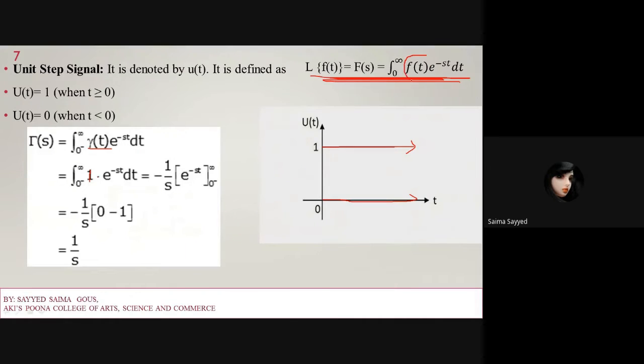So my f of t is nothing but u of t. You can write u of t or r of t. Now u of t is 1 when t is greater than or equal to 0, so here I am writing 1 into e raised to minus st dt. Now integrate e raised to minus st with respect to t. By integrating this term it will become minus 1 upon s into e raised to minus st from 0 to infinity.